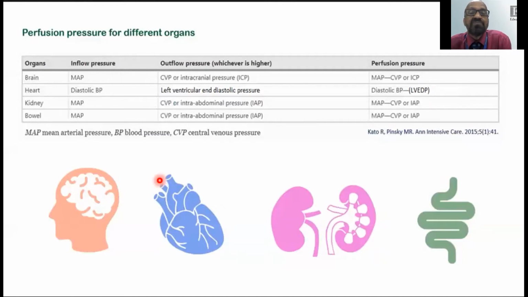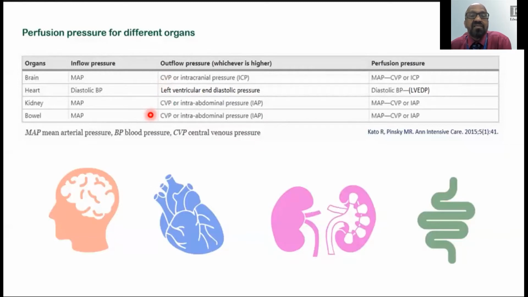Coming to the second aspect, the perfusion pressure. This perfusion pressure is usually the difference between the mean arterial pressure and the central venous pressure. In most organs, this is the perfusion pressure. What is the mean arterial pressure and what is the central venous pressure? This is the difference between the inflow pressure and the pressure exerted by the central venous system.